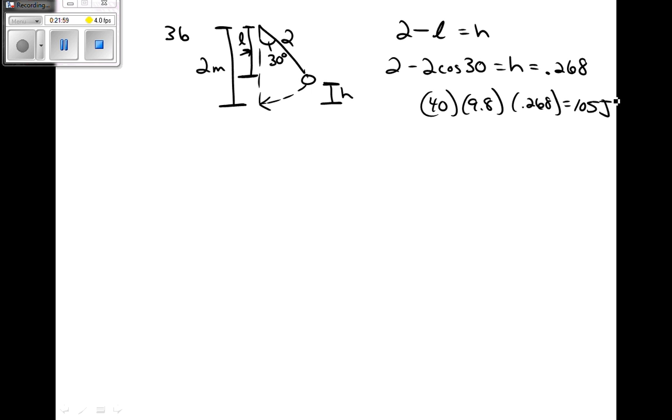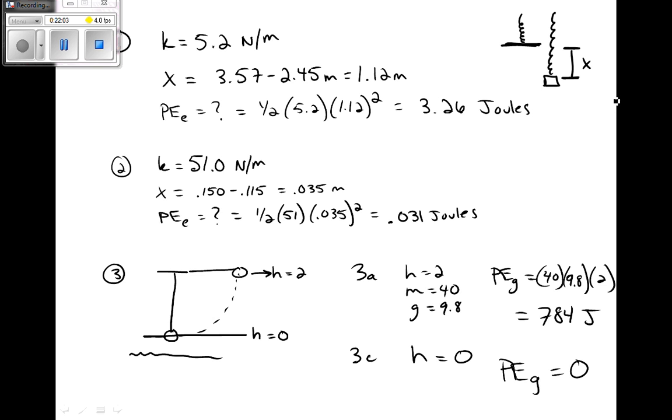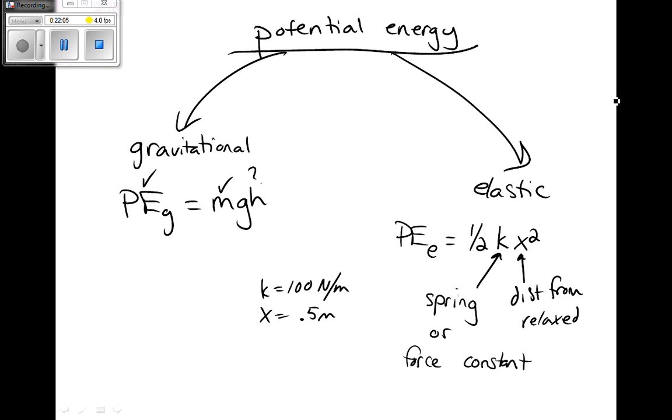Okay, we're done with those practice problems. There's one other thing I want to throw into your notes on elastic potential energy. There's one more equation to add in there. It's called Hooke's law: F equals negative kx.